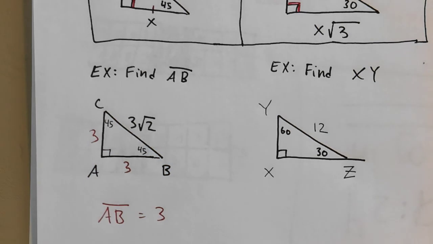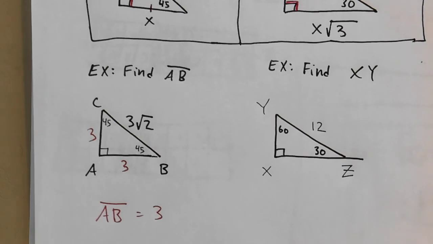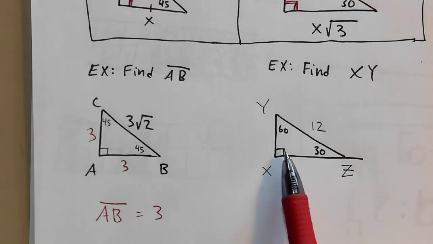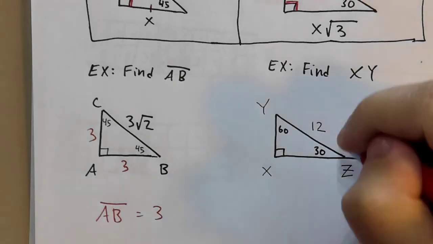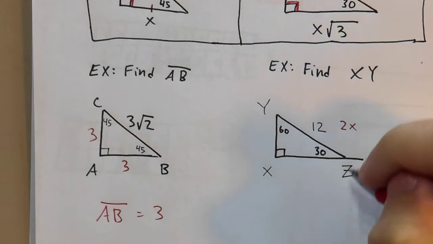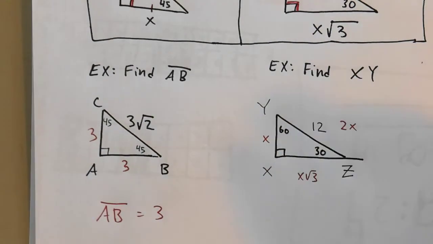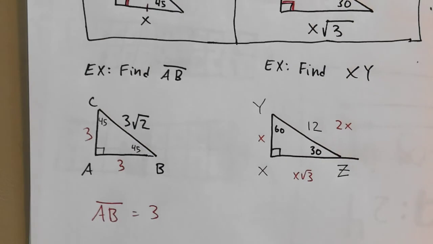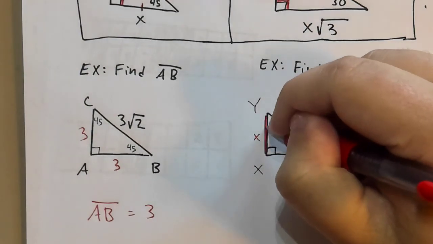Okay. Let's take a look at the next one. This is a 30-60-90 triangle. Why? Well, because they tell us that's 90, they tell us that's 60, and they tell us that's 30. So remember, in a 30-60-90, this is 2x, this is going to be x root 3, and this is just going to be x. Now they want us to find xy, which is this guy right here.